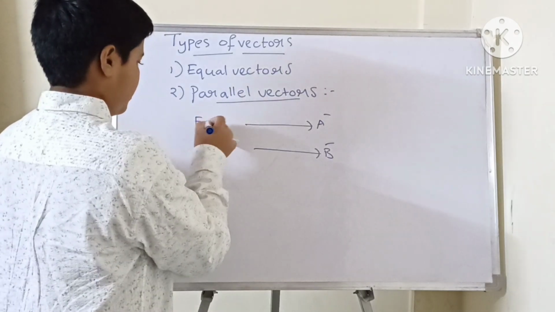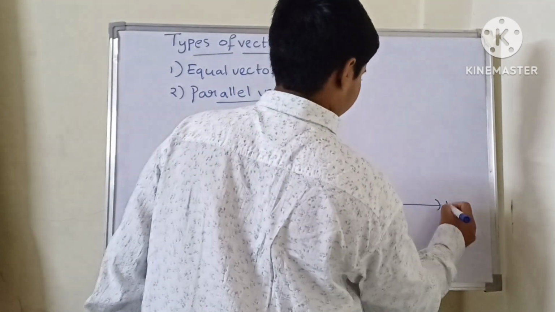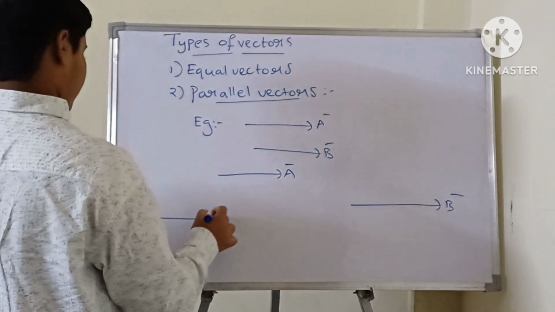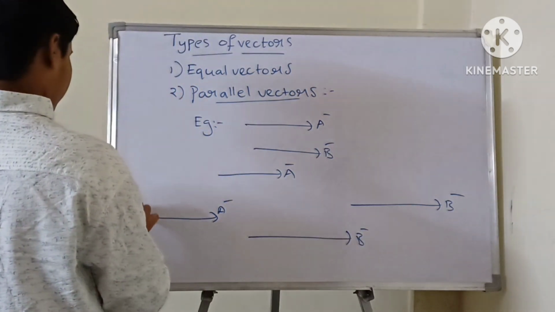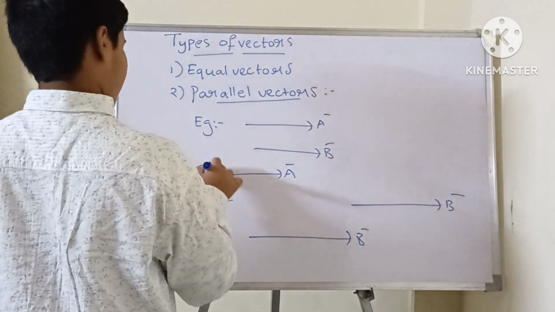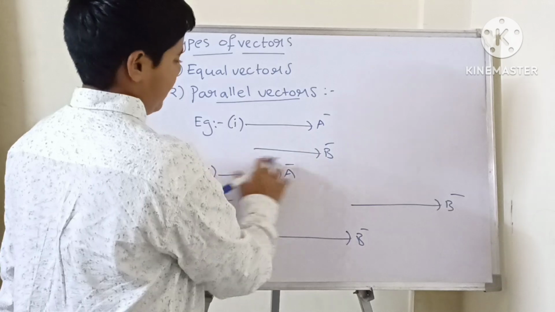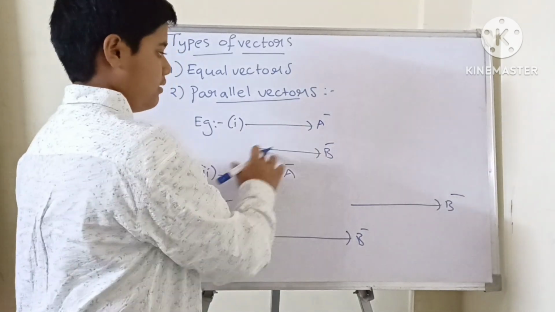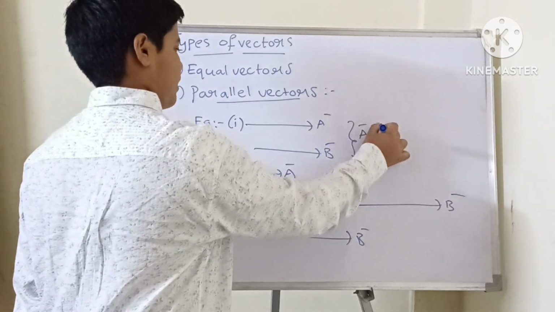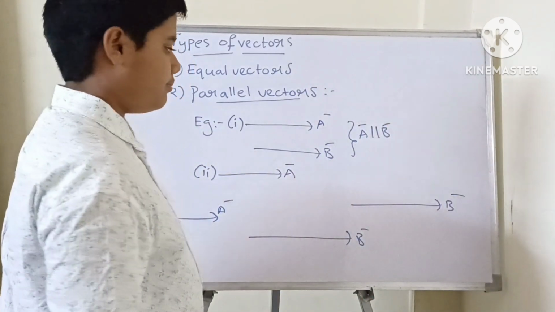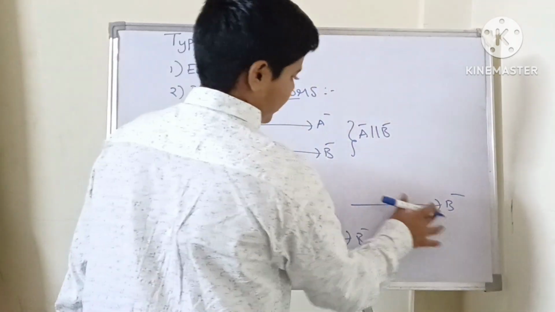It can be, for example, like this: A bar and this is B bar, this is A bar and this is B bar. So these are three sets. This is the first set. So these are the parallel vectors. In this case, A bar is parallel to B bar. Okay. So in the second case, this is vector A and this is vector B.